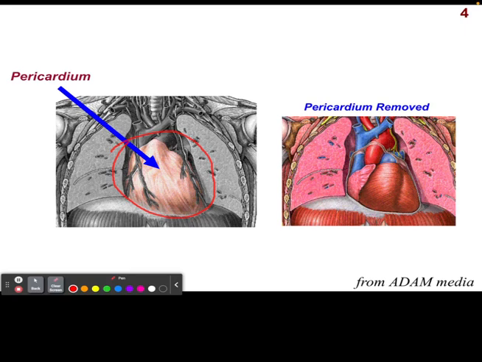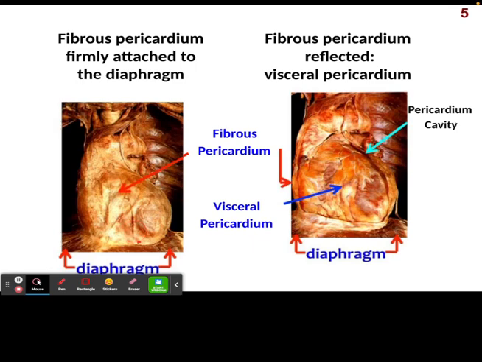This cavity is in between, as you can see here, the lungs. Here's lung number 1, lung number 2. So it's in between the lungs. If you take that connective tissue off, you can see clearly on the right image the heart and the blood vessels associated with it. Here's just another image of a real life pericardium and how it's all connected in there and it stays in place.